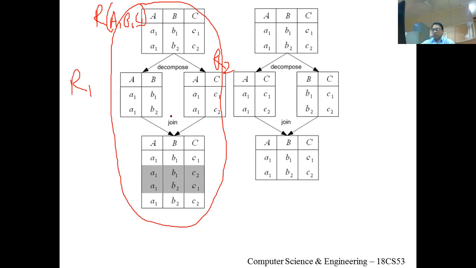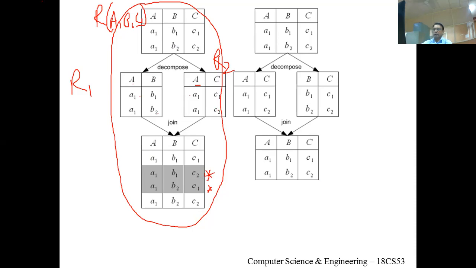So if you join, the common attribute is A here. So A1, B1 with A1, C1, we got A1, B1, C1. Next A1, B1 with A1, C2: A1, B1, C2. This is a spurious tuple. And next A1, B2 with A1, C1: A1, B2, C1. So this is also a spurious tuple that is not available in the original relation. Then A1, B2, C2. So these two tuples are there. So this decomposition is going to produce spurious tuples. So this decomposition is not good.